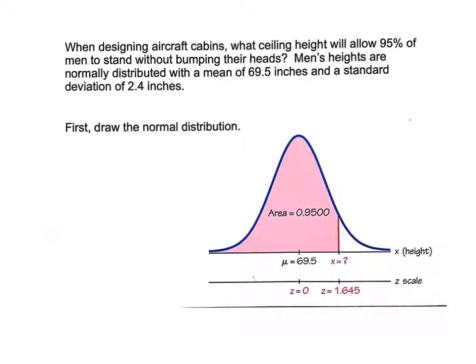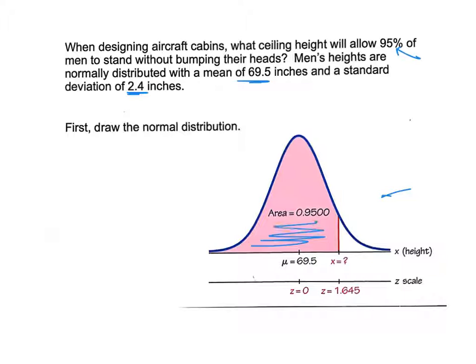It says, when designing aircraft cabins, what ceiling height will allow 95% of men to stand without bumping their heads? Men's heights are normally distributed with a mean of 69.5 inches and a standard deviation of 2.4 inches. When they build airplanes, they don't think about the tallest people in the world. They try to make it so that 95% of the men can fit, because if 95% of the men can fit, that means most of the women can also fit, at least 95% of them, if not more.